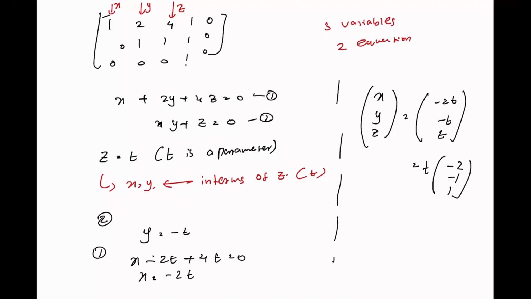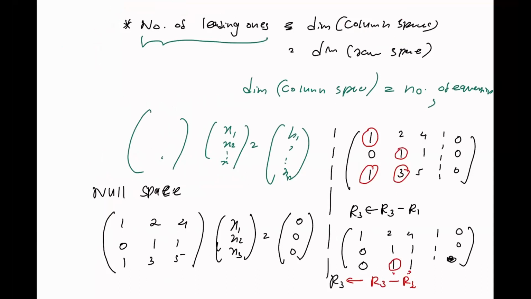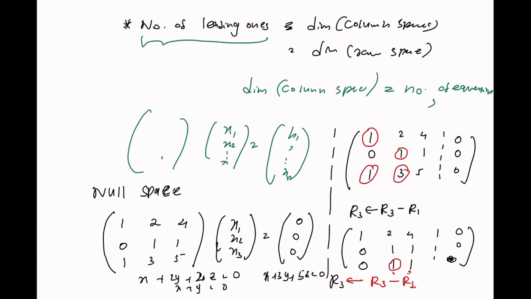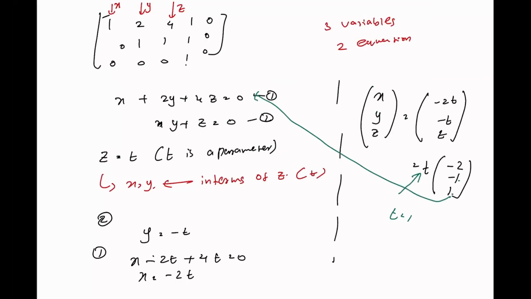It means if we put any t value into this, let's say t equals 1, you get minus 2, minus 1, and 1. This vector also satisfies these two equations. Let's say the original equation set is x plus 2y plus 4z equals 0, x plus y equals 0, and x plus 3y plus 5z equals 0. These are my original equations. If t equals 1 and you plug it back into these three original equations, it will satisfy them. If I put t equals 5, that vector also satisfies my set of equations.